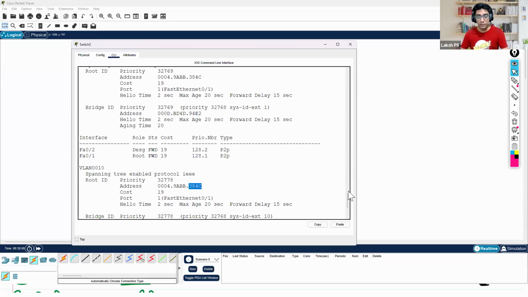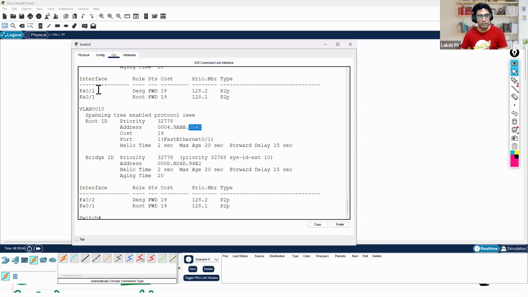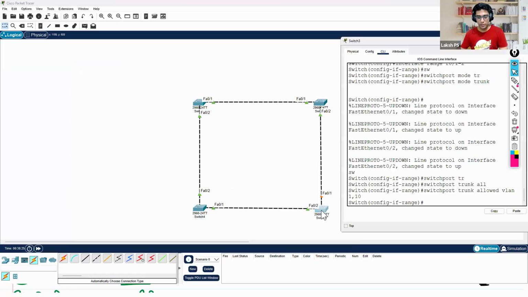And for both the VLANs, on this particular switch, switch number 2, fast Ethernet 0/2 is the designated port. You can see for VLAN number 1 also fast Ethernet 0/2 is the designated port, and for 10 also it is the designated port. Similarly, 0/1 is the root port for VLAN number 1. For VLAN number 10, 0/1 is the root. We will see a similar thing for switch number 3 as well.